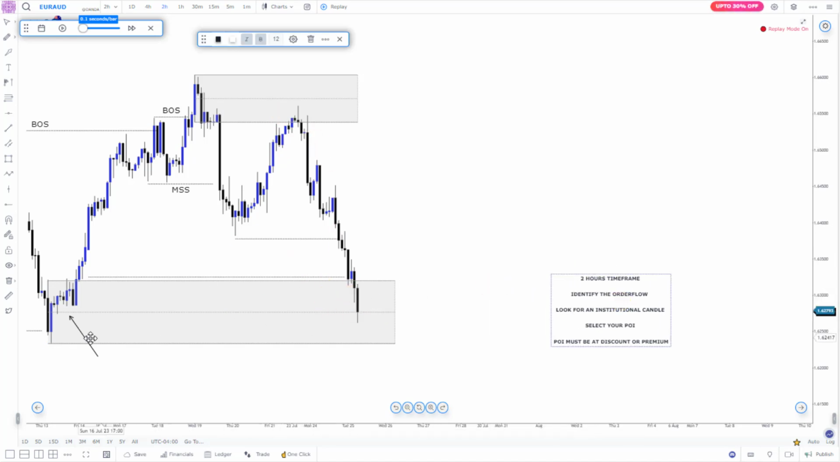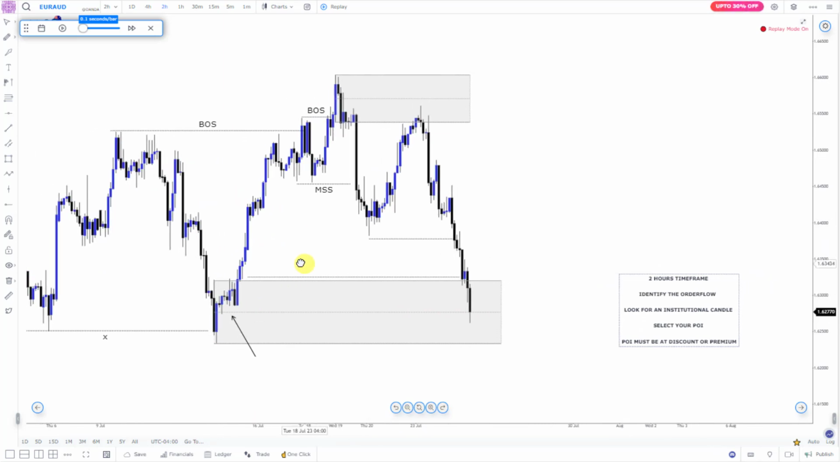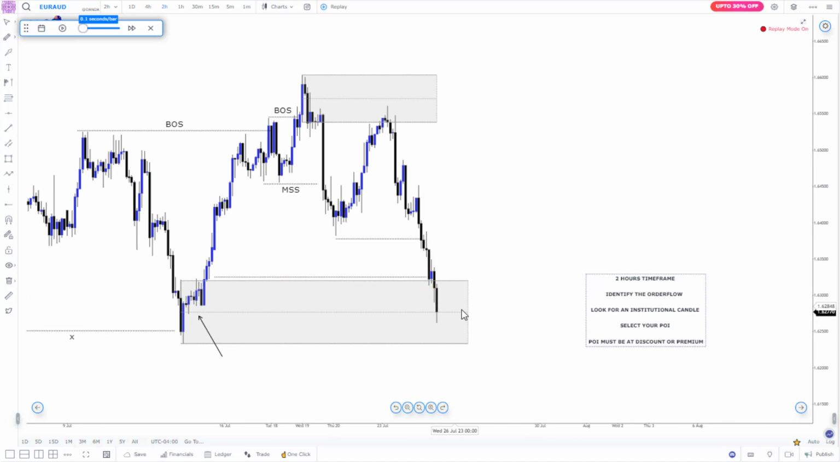Okay, now price comes back to mitigate the initial level we had as our point of interest, and if you want to get a lower time frame entry, you can drop down to the lower time frame to look for one. And if you don't know how to look for a lower time frame entry, I'm going to link the video in the description so you watch it after.